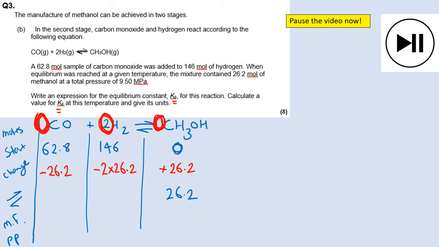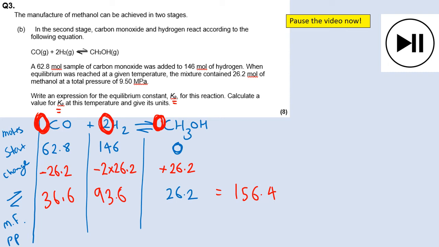Okay. Then what we need to do is work those out. I'll just get my fantastic device out that does calculations for me. I call it a calculator. I'm not sure what they call them in the real world. 62.8 take away 26.2 equals 36.6. And the next one, 146 minus 2 times 26.2 equals 93.6. Okay, so what I'm going to do is work out the total moles, which is all of those added together. So 36.6 plus 93.6, struggling with my calculator, plus 26.2 equals, so my total moles is 156.4.